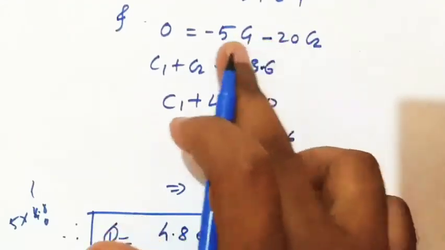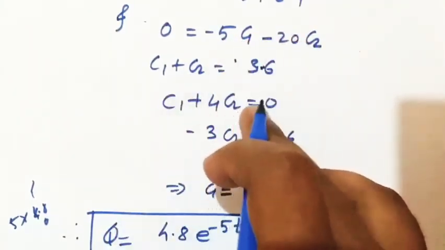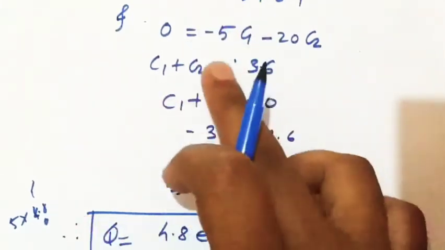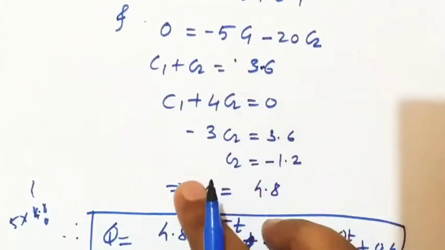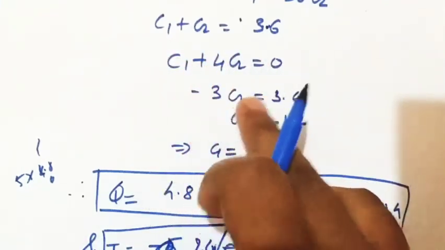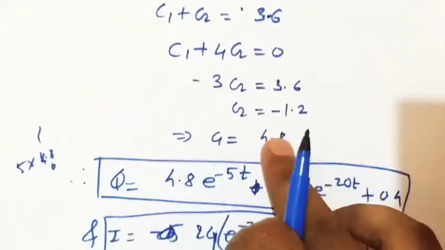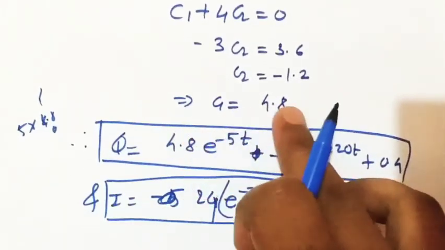The second equation, if we divide by minus 5, we get C1 plus 4C2 equal to 0. So these are the two equations which can be solved simultaneously for the values of C1 and C2. If we do subtraction, we get minus 3C2 equal to 3.6. That will give us C2 as minus 1.2. Okay. So this will imply C1 is 4.8.